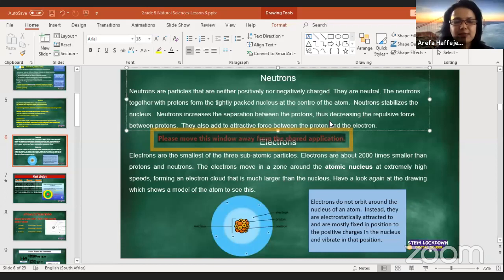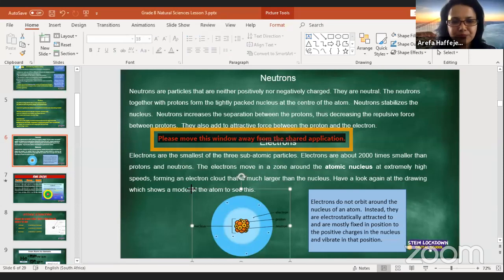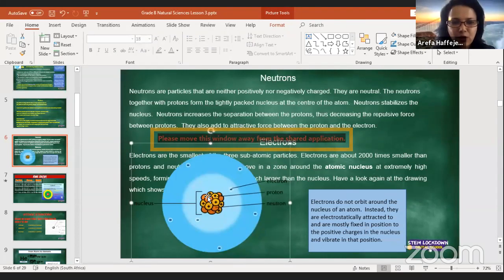I'm going to repeat myself. Stabilizing the nucleus means that it makes the nucleus neutral. So it separates the protons. Now the protons in the nucleus, if you look at this diagram here, I will enlarge it for you, they're all next to each other. And when they're next to each other, remember that I said that they tend to repel each other. So basically, the neutrons in there separate the protons from each other.